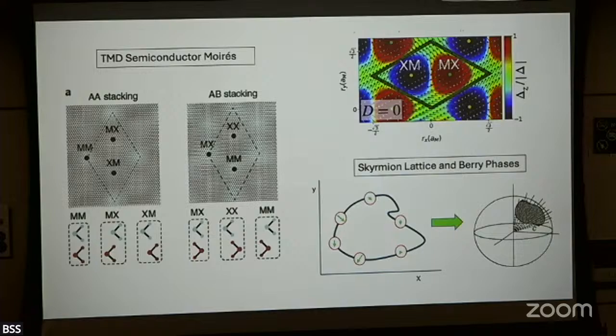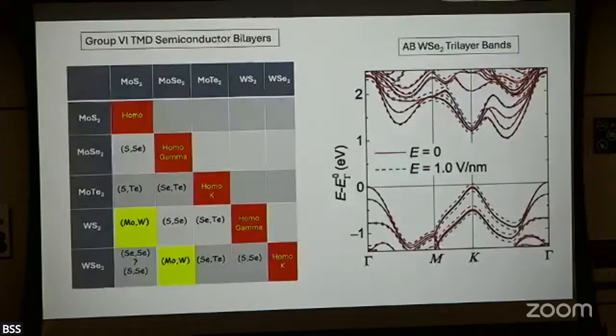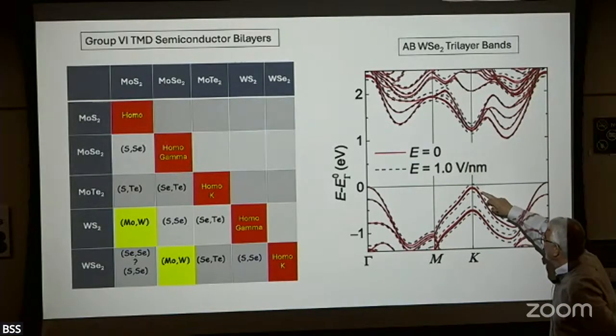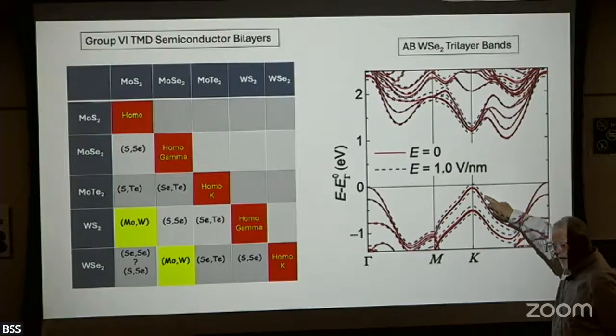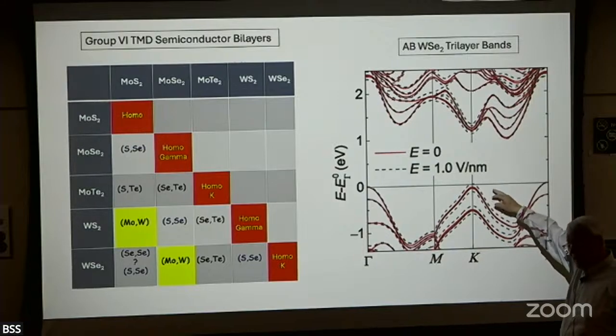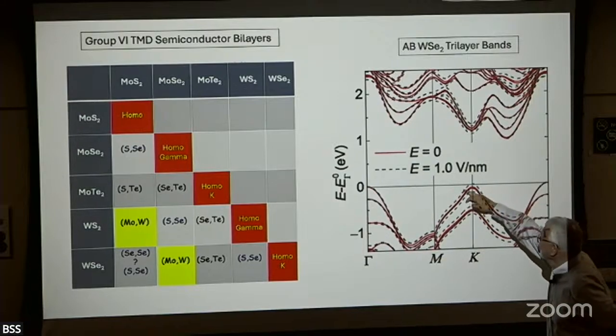Before you go on, my understanding is TMDs have the quadratic dispersion rather than the Dirac point. Yeah, that's correct. That would be important. So this is the quadratic dispersion. If you look at one of these black lines, for example, this is for a crystal with the thermodynamic equilibrium stacking. So it's not a Moiré system, and you have quadratic dispersion.